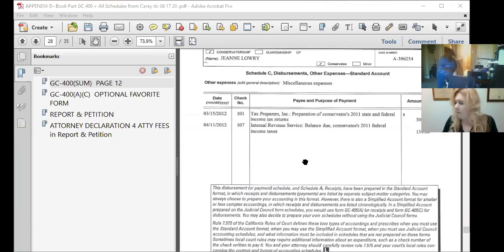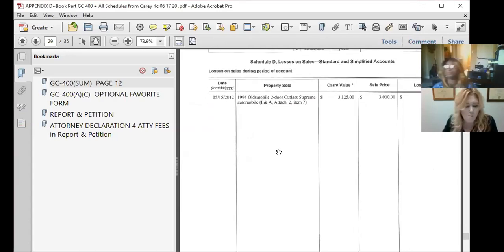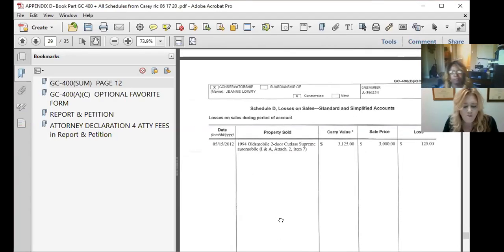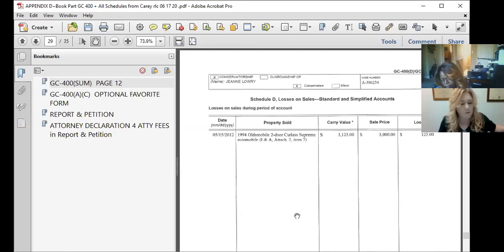Okay, so you're done with the miscellaneous. Okay, so what do we have here? The next item that we're talking about on Schedule D, Schedule D, page 1 of 1, has to do with losses on sales.